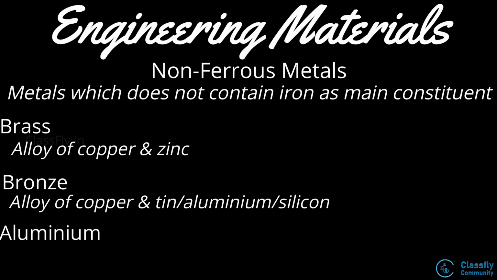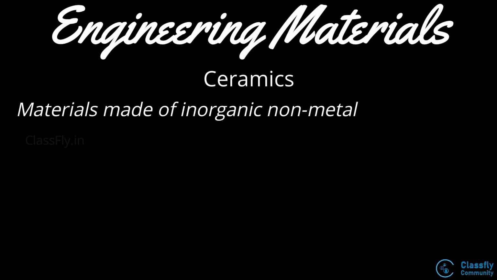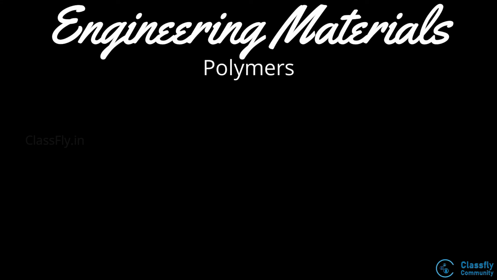Then we studied about aluminium, which is a silver white metal obtained from bauxite. Then we studied about ceramics, that is the materials which are made up of inorganic non-metallic components. Here we looked into some examples such as glass, optical fiber glass and cements. Then we studied about polymers.